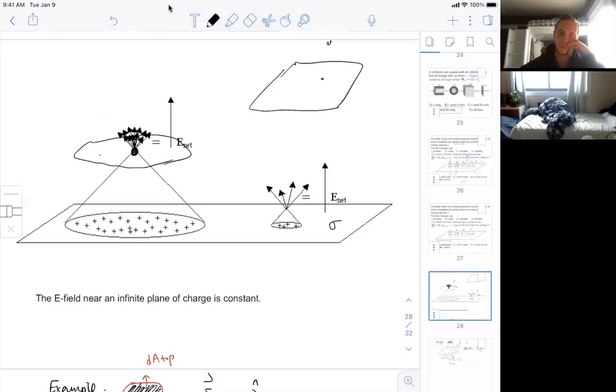So my argument is, if we call this an X and Y sheet, and this is a Z, I'm saying if E has a dependence on Z, it's not going to depend on X and Y for sure. So how come I can make that argument? It doesn't depend on X and Y.